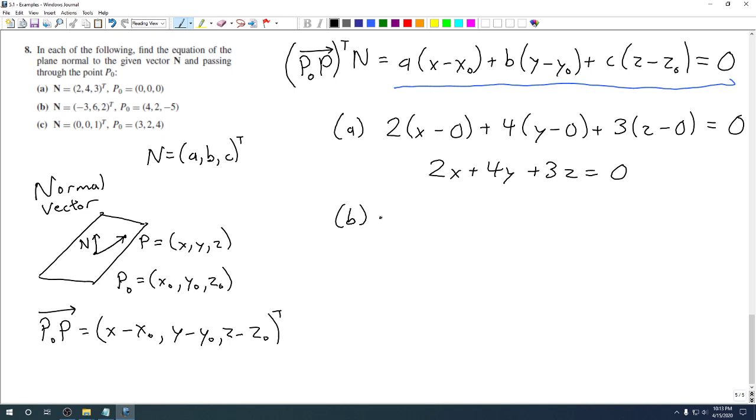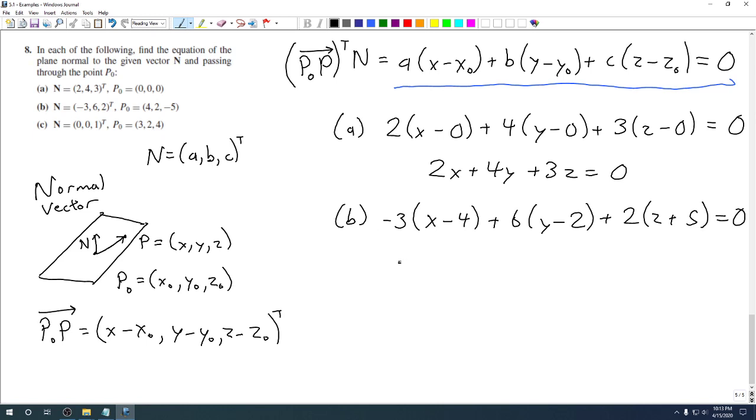Same kind of thing with B, though in this case P naught is not 0. So we'll actually have some stuff in there. We again take the first component of n, which is negative 3. We multiply that to x minus 4. We have a plus 6 times y minus 2. And then we have a plus 2 times z minus 5, so plus 5 is equal to 0.